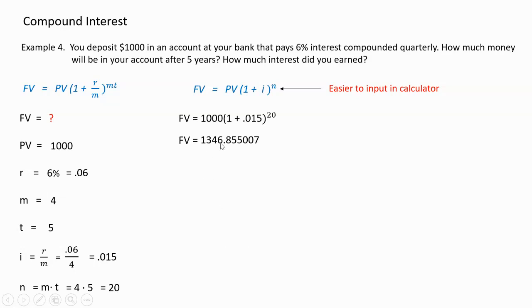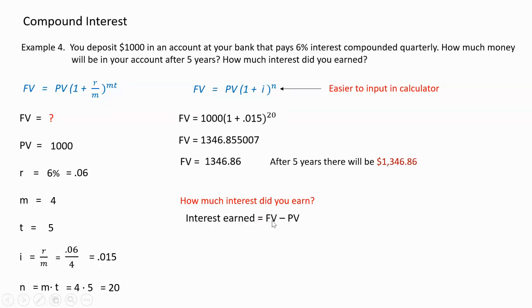So it's going to be 1,346.8855007, but we have to round to our nearest penny. So again, we go to the second decimal place. Is it going to stay the same or change? To know, we look at the third value, in the thousandths place. Since this is 5 or more, this goes to 6. So the answer will be $1,346.86 after 5 years. Then, how much interest did you earn?